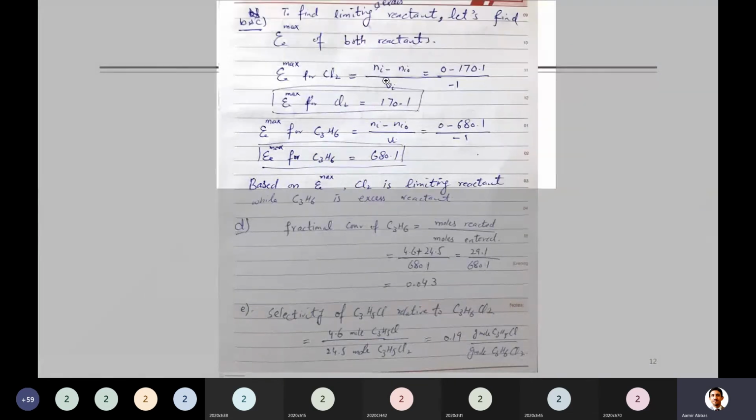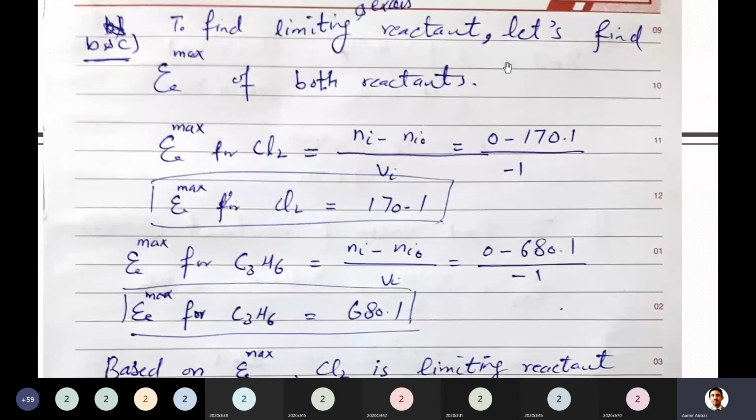So from here you can see that in order to find the limiting and excess reactant, we have to find maximum extent for both reactants. So you guys know the max extent formula already. That was Ni minus Ni naught, number of moles of something at the outlet or at the end of the reaction, minus number of moles at the inlet, divided by coefficient in the equation. So one thing here, very interesting: when you calculate maximum extent, what do you consider the amount at the outlet?